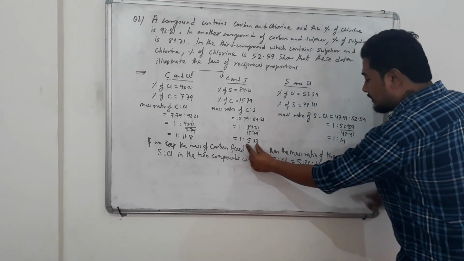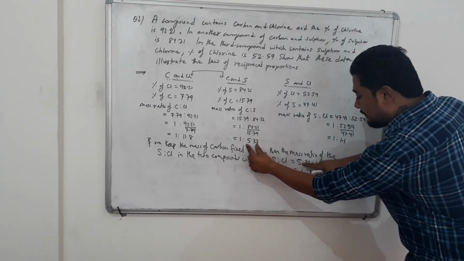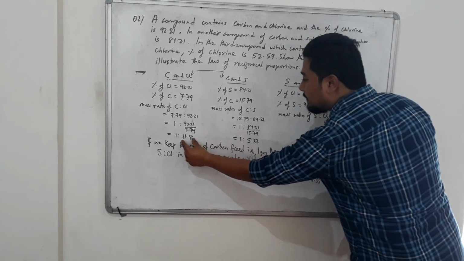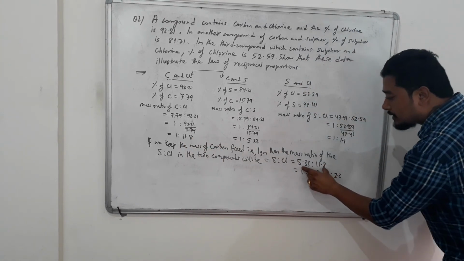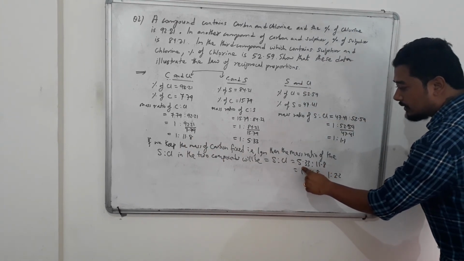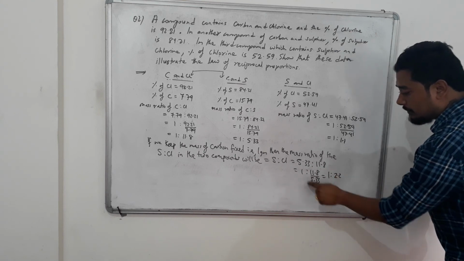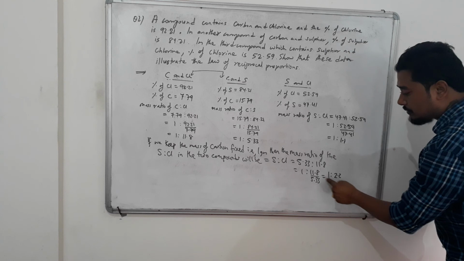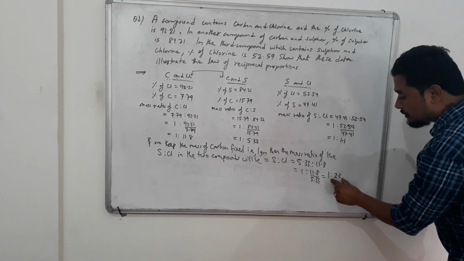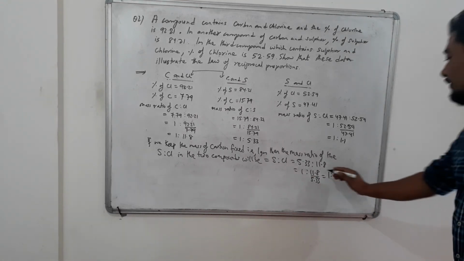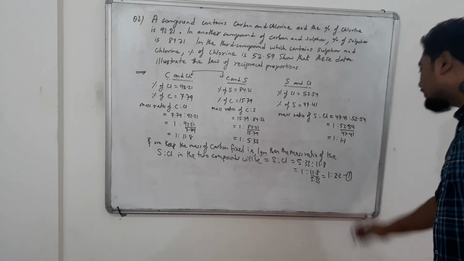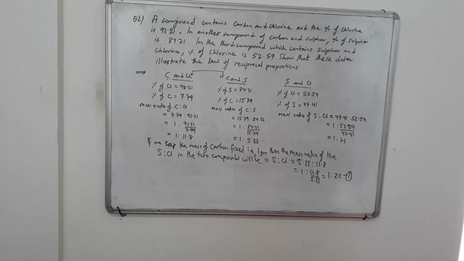So sulfur is how much? 5.33. And chlorine is how much? 11.88. In these two, which is lesser? 5.33. So make it 1 by taking this number down. As you take this number down, it becomes 1 and, if you divide these two, 2.2. That will be equation 1, ratio 1 of sulfur and chlorine.